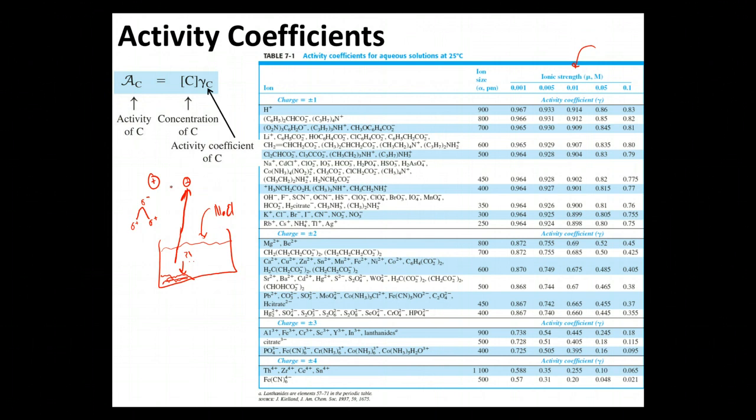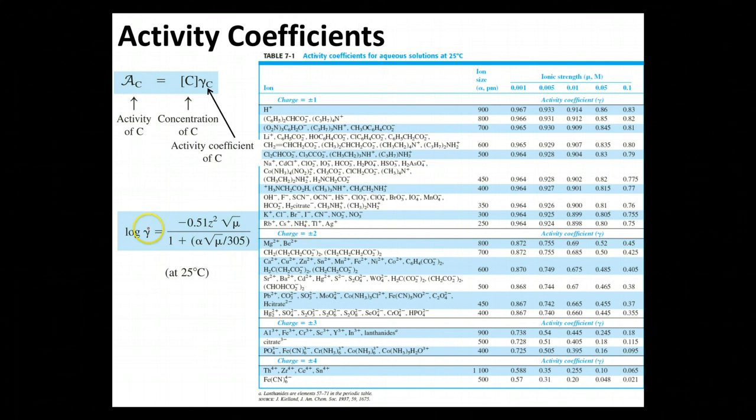But let me go ahead and show a more detailed version of this. It's always good for us to be able to say, where did the value actually come from? And this is the equation that you'll find in your book that we use to help determine our activity coefficients. That said, I think it's pretty unlikely that we're ever going to use this equation. I just wanted you to see where it was coming from.